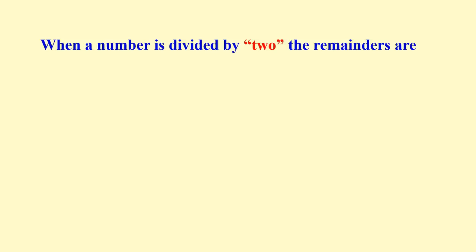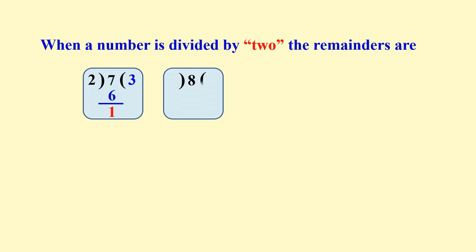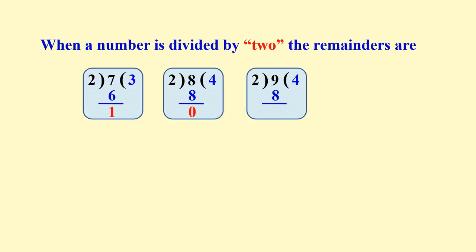When a number is divided by 2, the remainders are... Division with 2: 7 by 2, 2 3s are 6, 7 minus 6, 1 remainder. 8 divided by 2, 2 4s are 8, 8 minus 8, 0. 9 divided by 2, 2 4s are 8, 9 minus 8, 1. 10 divided by 2, 2 5s are 10, 10 minus 10, 0.